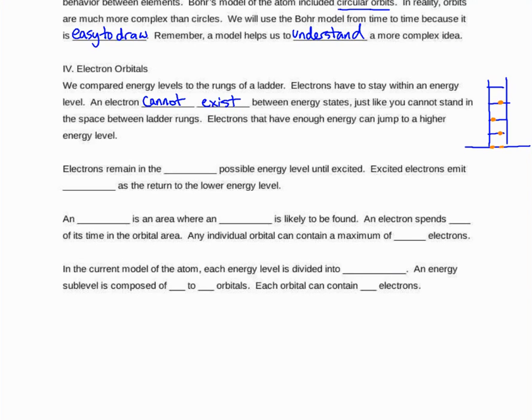Same with electrons. If we're looking at this Bohr model of the atom, so here it is really simple. We've got a couple of electrons here. We cannot have an electron here. It needs to pick an orbit. It needs to either be here or it needs to be here. It can't just sit in the middle. Chances are if we had one in the middle, it's going to fall back down to here because it didn't quite have enough energy to go up the ladder.